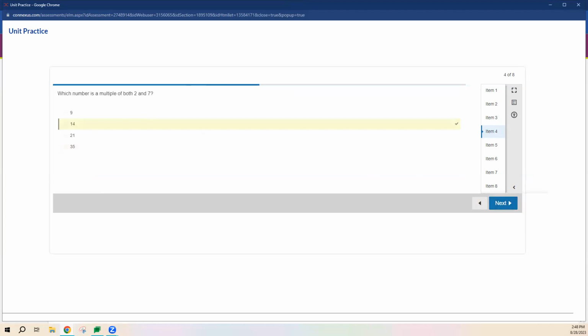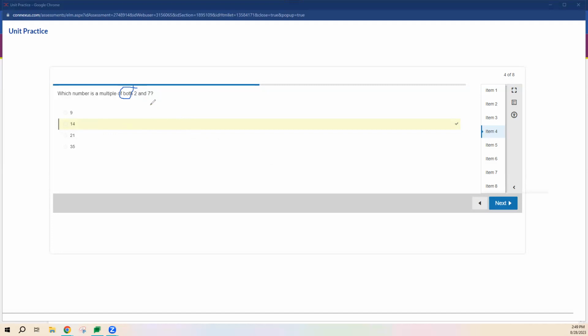All right, which number is a multiple? Remember, multiples mean skip counting. Which number is a multiple of both 2 and 7? Well, what I'm going to do is skip count by 2s and list them, and skip count by 7s and list those. And I'm going to see what number I say for both of them. And I see my answer choices. Okay, so it has to be one of these answer choices. I'm not going to have to go up past 35.